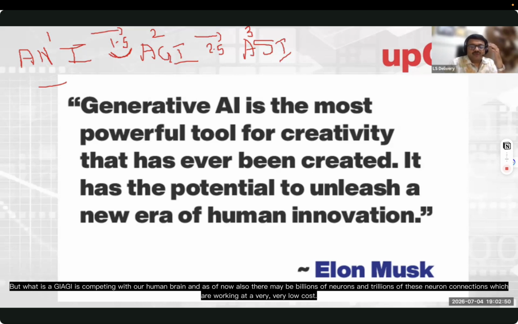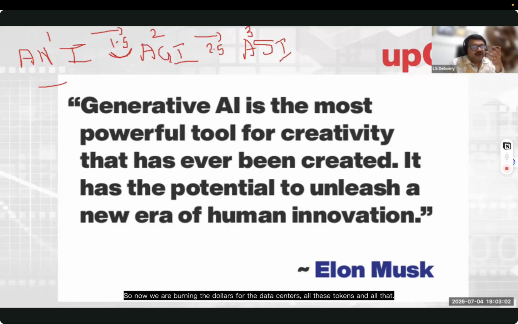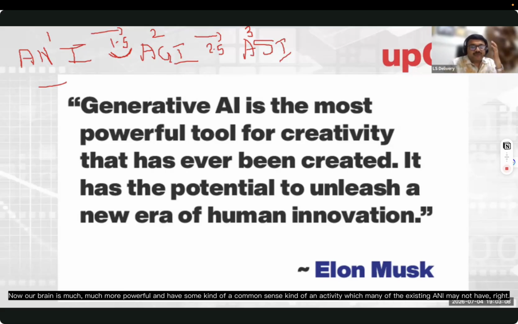And as of now, there may be billions of neurons and trillions of these neuron connections, which are working at a very, very low cost. What does that mean? So now we are burning the dollars for the data centers, all these tokens and all that. Now our brain is much, much more powerful and has some kind of common sense activity, which many of the existing ANI may not have.